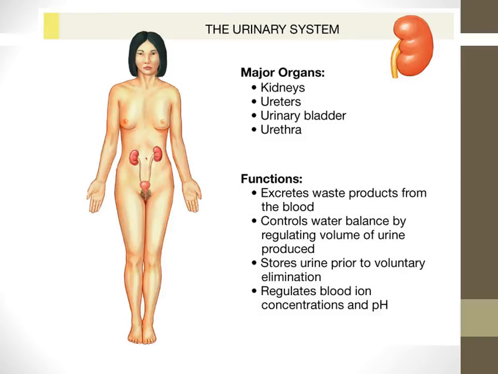Also, we have the urinary system, and the major organs that make up the urinary system are the kidneys, which are paired, and ureters, which are paired. You have one urinary bladder and a urethra. The function of the urinary system is to help in excretion of waste product from the blood. It also controls water balance by regulating the volume of urine produced. It also helps to store urine prior to voluntary elimination, and also helps to regulate blood ion concentration and pH.